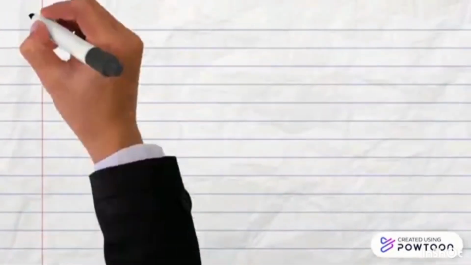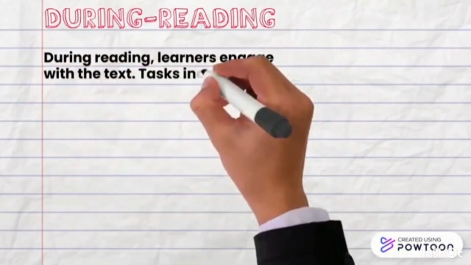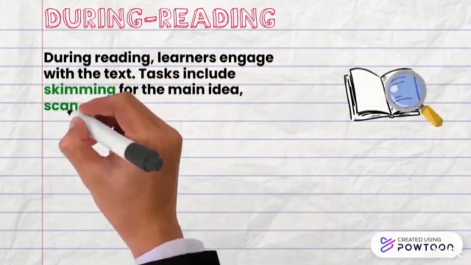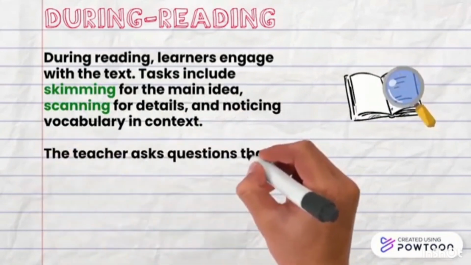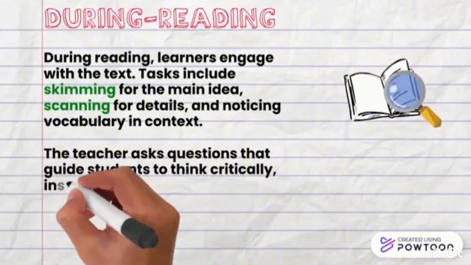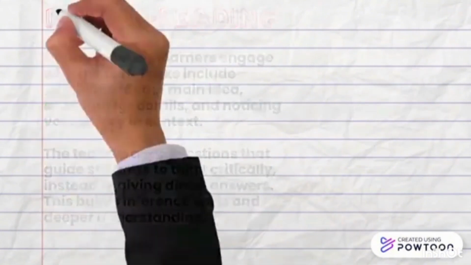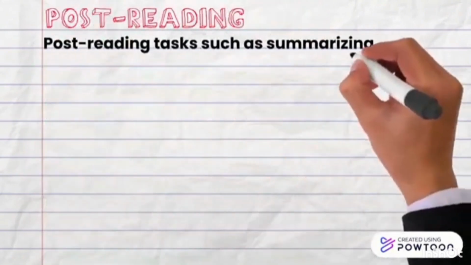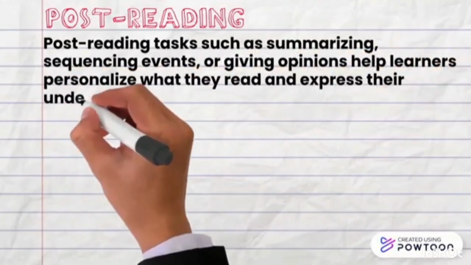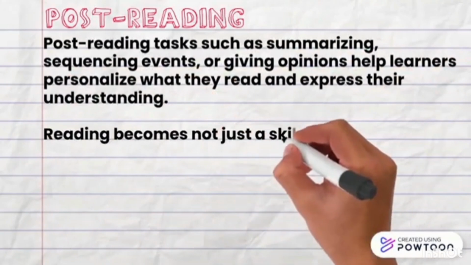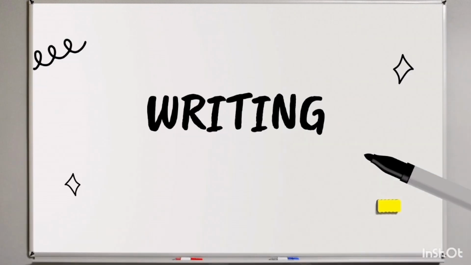During reading, learners engage with the text. Tasks include skimming for the main idea, scanning for details, and noticing vocabulary in context. The teacher asks questions that guide students to think critically. This builds inference skills and deeper understanding. Post-reading tasks, such as summarizing, sequencing events, or giving opinions, help learners personalize what they read and express their understanding. Reading becomes not just a skill, but a tool for thinking.